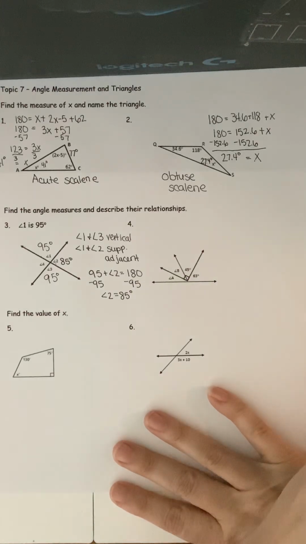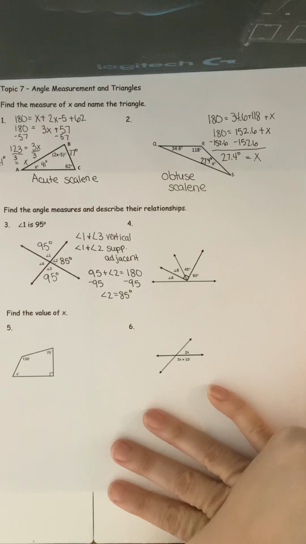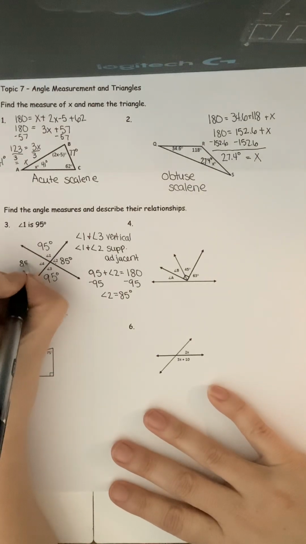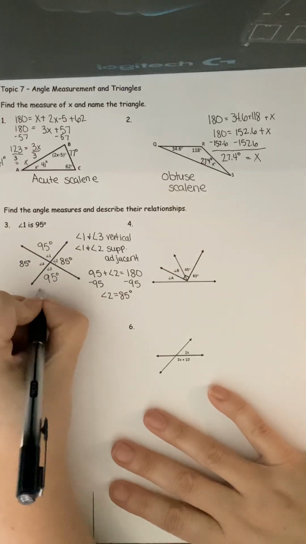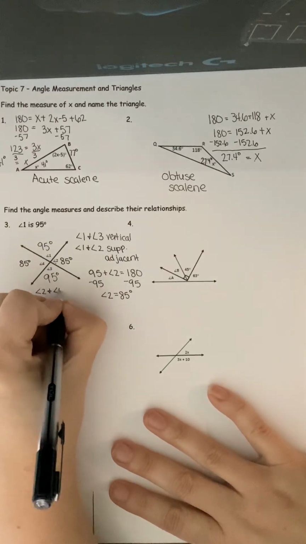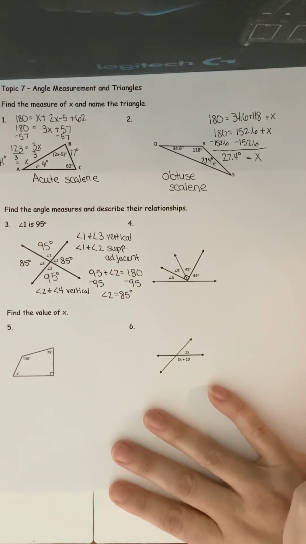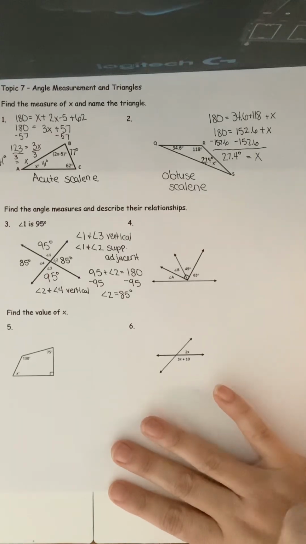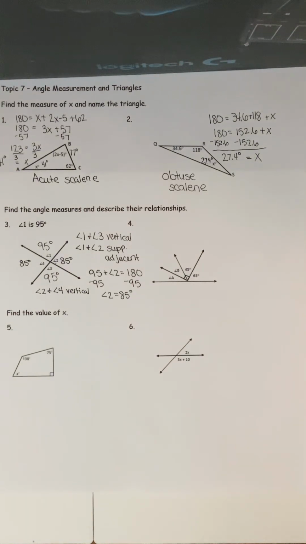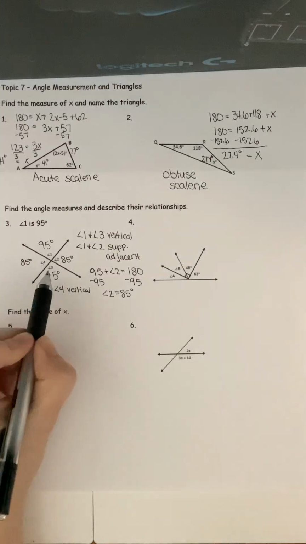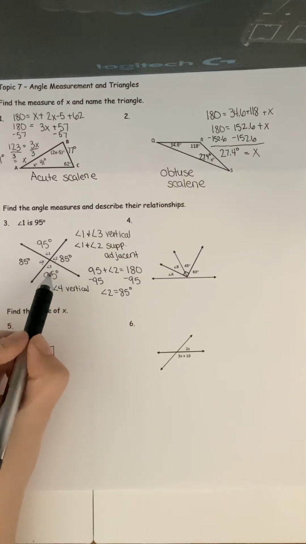If angle 2 equals 85 degrees, angle 4 is also going to be 85 degrees because it is vertical. Angle 2 and angle 4 are vertical as well. Angle 4 and 3 are also supplementary and adjacent. Likewise, angle 1 and 4 are supplementary and adjacent, and angle 2 and 3 are supplementary and adjacent.